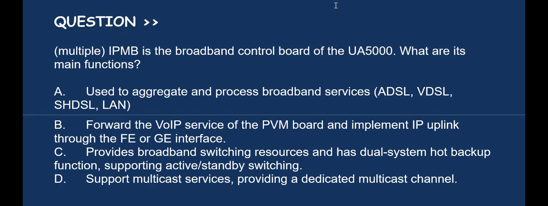Next one, IPMB is the broadband control board of the UA5000. What are its main functions? The options are option A, used to aggregate and process broadband services ADSL, VDSL, HDSL and LAN. Option B, forward the VoIP service to the PVM board and implement IP uplink through the FE or GE interface. Option C, provide broadband switching resources and has dual system hot backup function supporting active standby switching. Option D, support multicast services providing a dedicated multicast channel. The correct answers are option A, B, C and D.